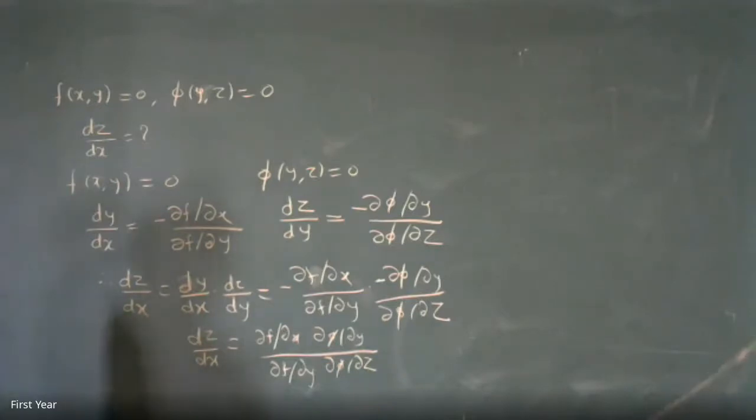So this option will be there in ABCD. You have to check the variables properly. Phi, f, x, y, z, y, all those.